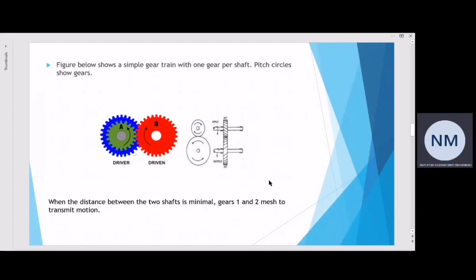Firstly, this is the simplest gear train for transmitting motion. This type of gear train has fixed gear axes and each gear is placed on its own shaft. The picture below shows a simple gear train with one gear per shaft. A is the driver, B is the driven. When the distance between the two shafts is minimal, gear 1 and gear 2 mesh to transmit motion. Gear 1 is the driver since it drives gear 2, while gear 2 is the driven or follower. The drive gear rotates anti-clockwise.